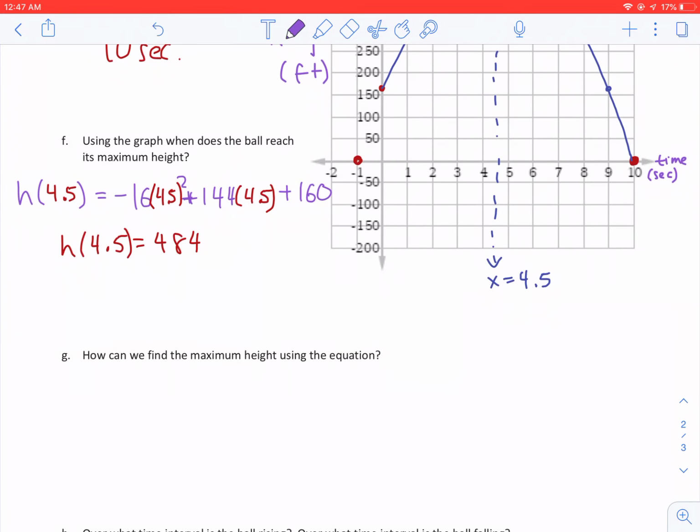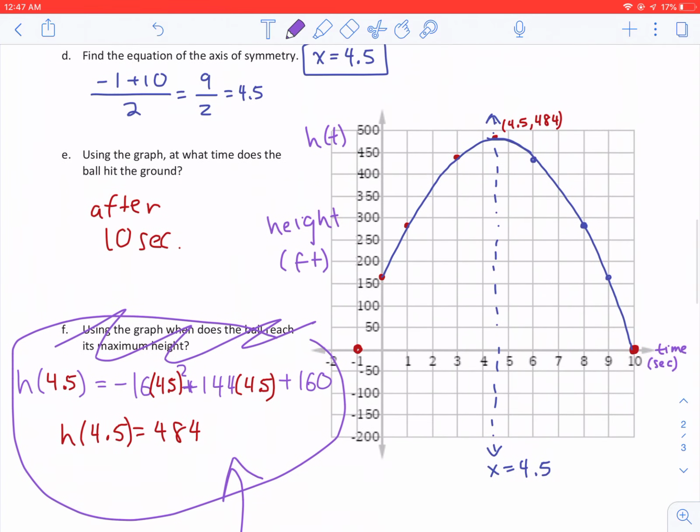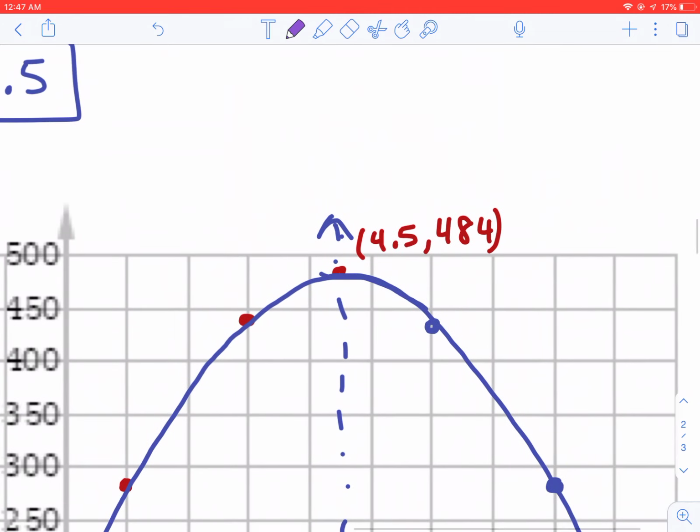And letter G, how can we find the maximum height using the equation? Well, we just did that in letter F. I don't actually even know why I have letter F as a question. So that is how we can plug in the value of the axis of symmetry, because we know the vertex is at the axis of symmetry. And really important, the vertex here represents the time when we reach the max height, and the actual max height, 484 feet.